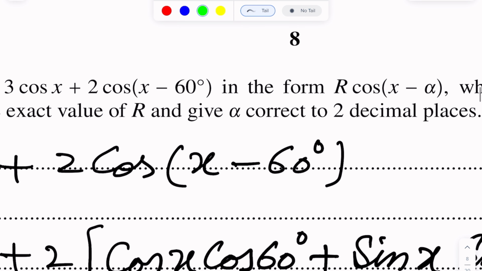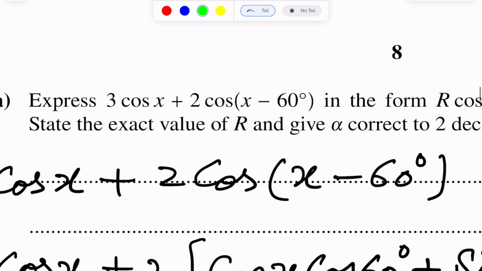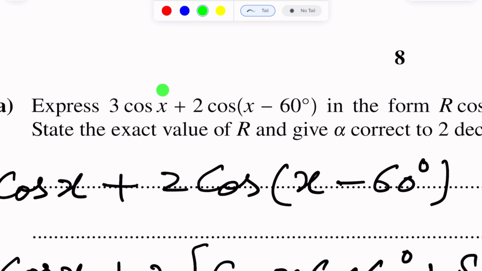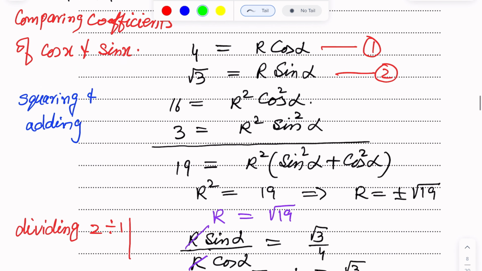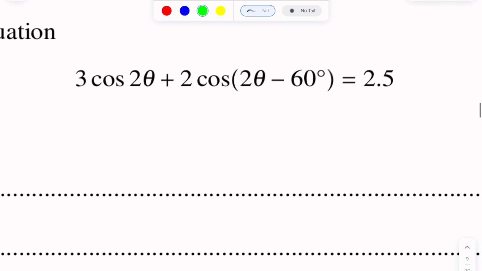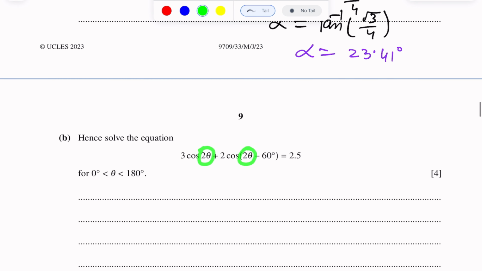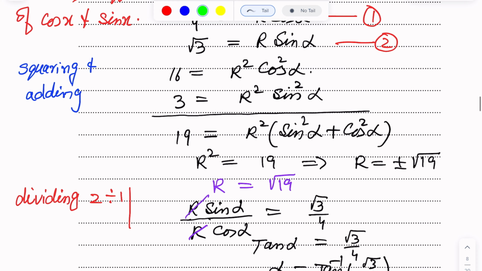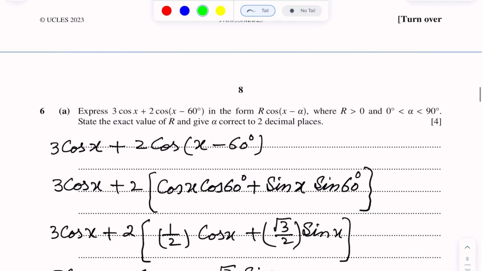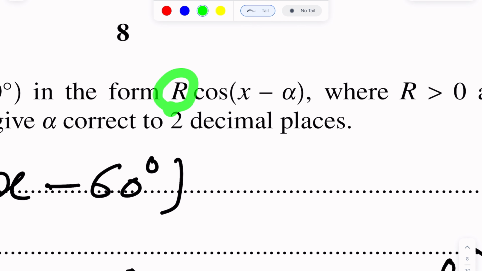In the above equation, in this expression, the angle is x. But now we have to solve, and in place of x, there is 2 theta. Now we will write this in the above form, putting the value of r and alpha.